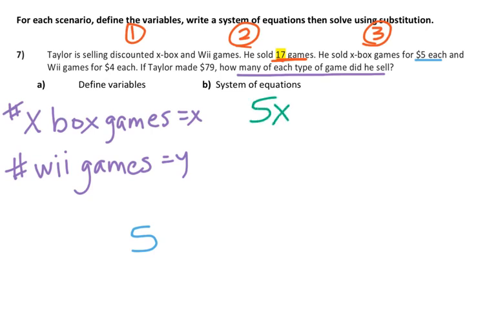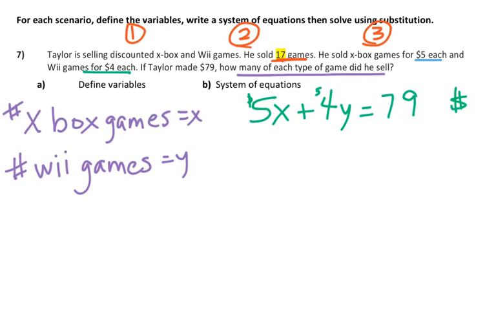So he gets $5 for every Xbox game he sells, and he gets $4 for every Wii game he sells. So this is talking about the money. Okay, so this is $5 and $4. And so the answer is going to be in dollars too. So it says Taylor made $79. So this is all about dollars, that equation is.